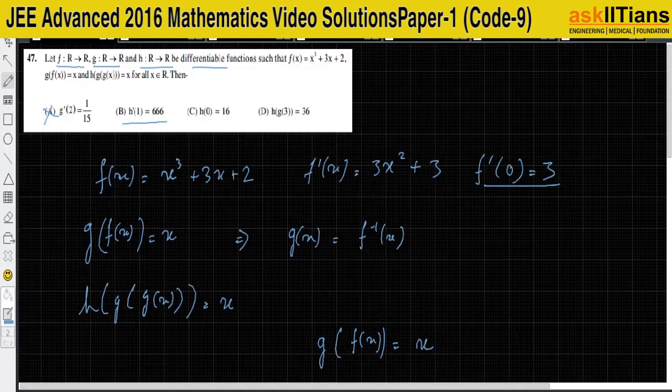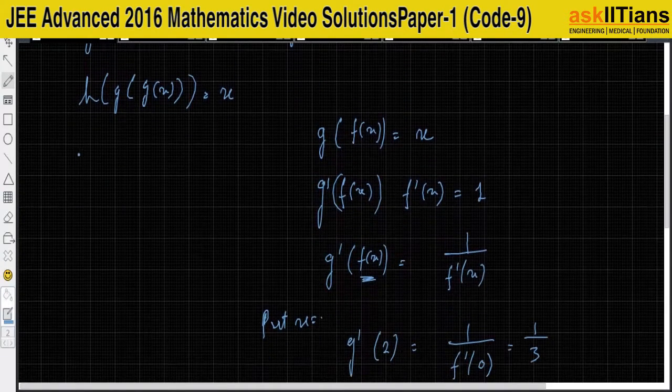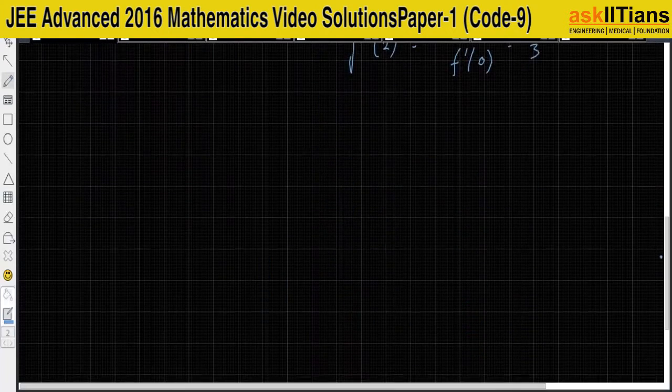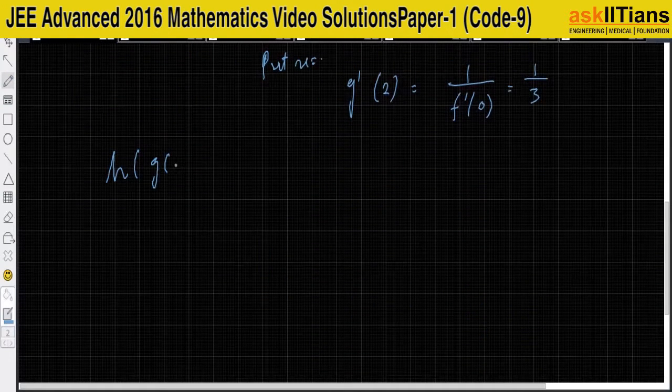So it's given that we need to find out h dash 1, right? So I'll differentiate this equation. Actually, let me first modify this equation and then I'll differentiate. It's already given in the question that h of g of g(x) is equal to x. I already know that g is f inverse, right? So what's given in the question, let me take it here. h of g of g(x) is equal to x.